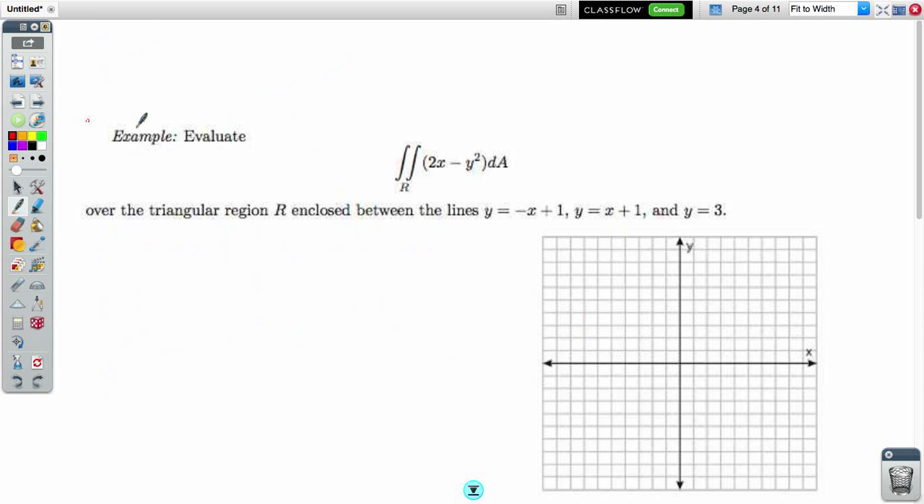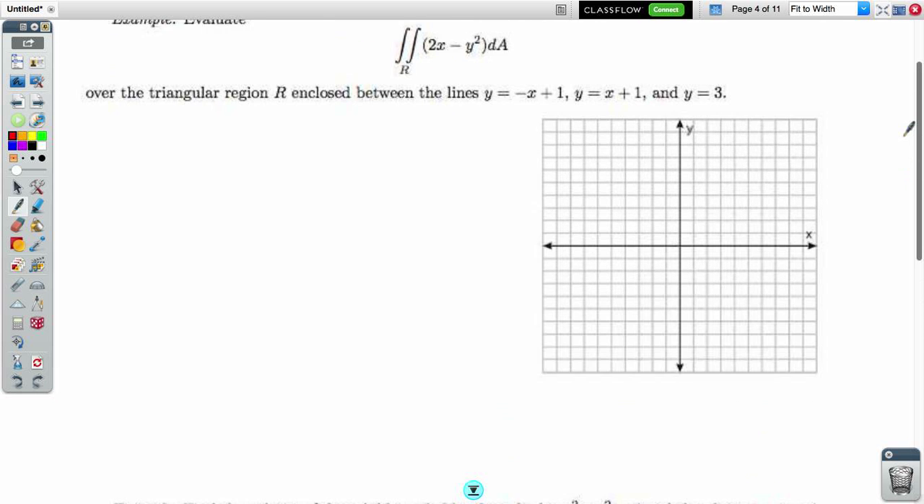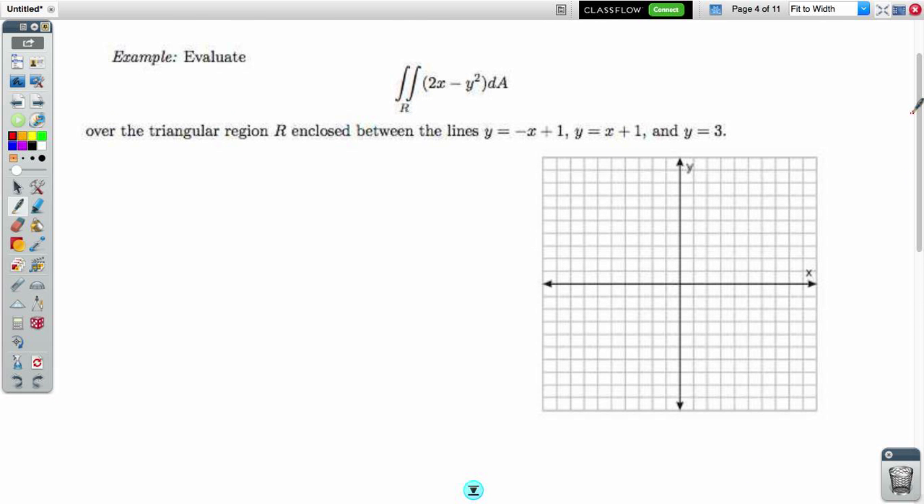So we'll do one more of these basic ones and then a slightly more interesting example on the next page. So this next one, again, is just sort of describing the region. It doesn't give you a picture.